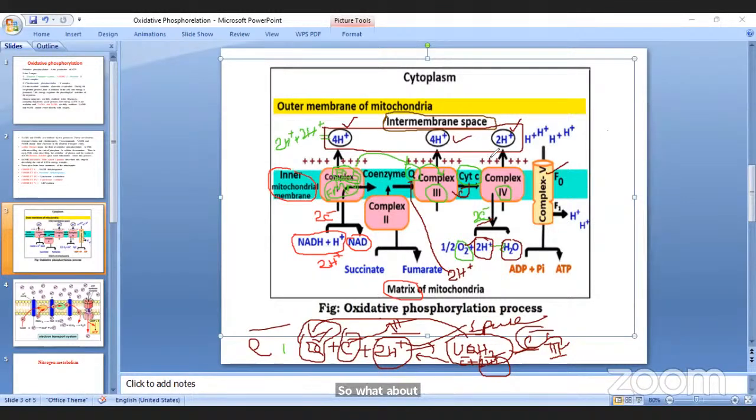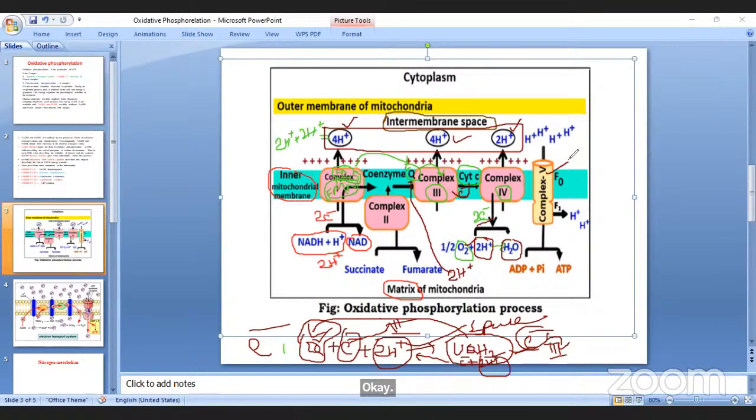I will explain that. Now compare the matrix space and the intermembrane space. Where are the protons high, in the matrix space or the intermembrane space? Intermembrane space. Actually, the natural place of these protons is the matrix. That's why they always try to come down into the matrix. But the membrane acts as an impermeable membrane, the same as in the chemiosmotic model.